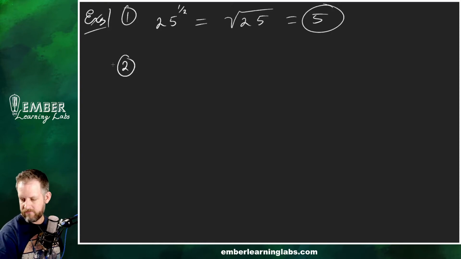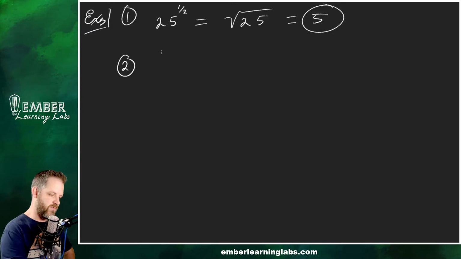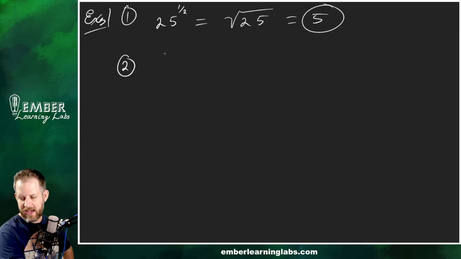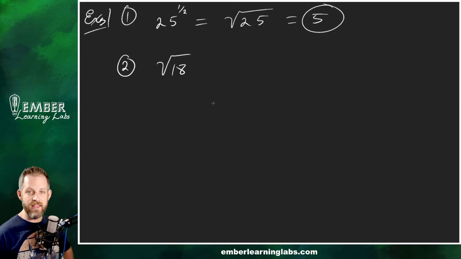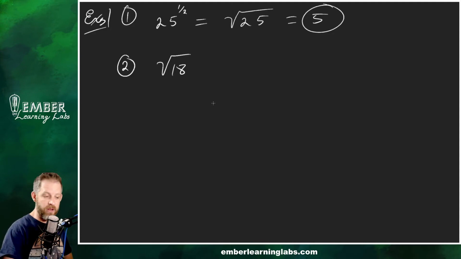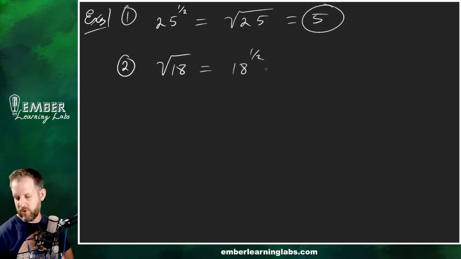Number 2. We're going to take this one and write it in rational form. So if we have the square root of 18, we want to write this with a rational exponent. So this would be 18 to the 1/2. That's no big deal. Let's do another one.